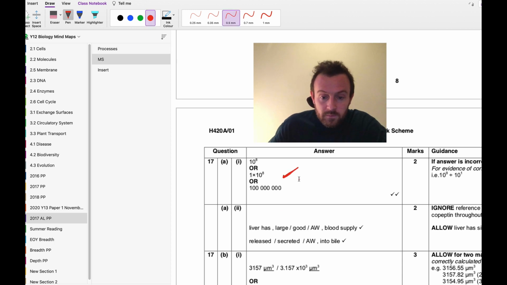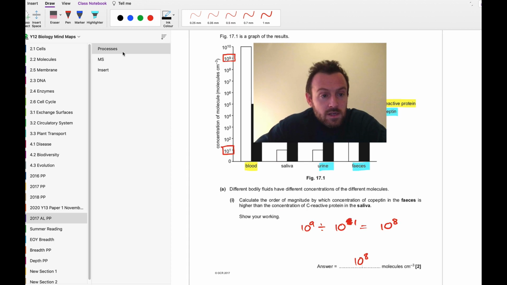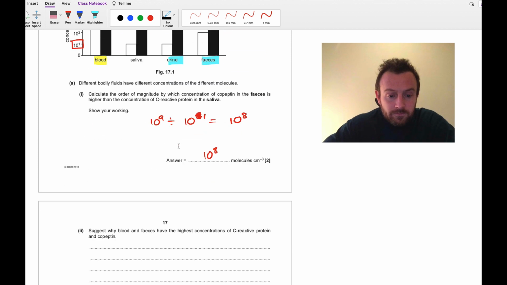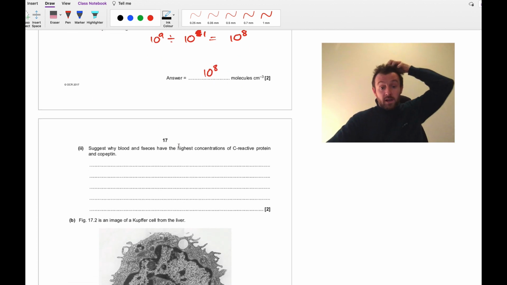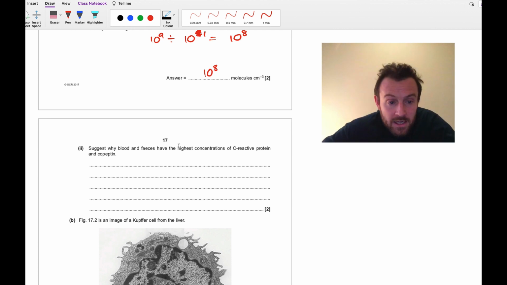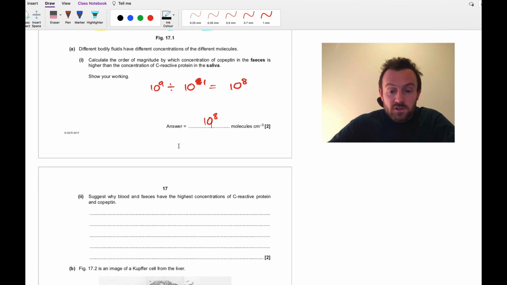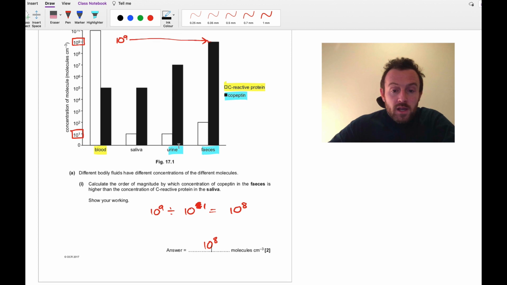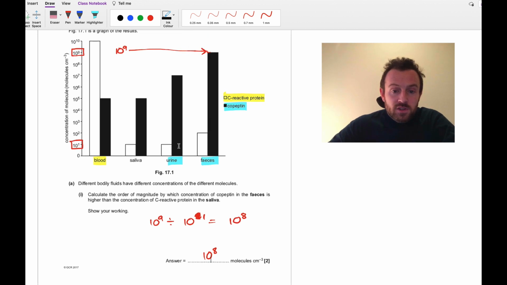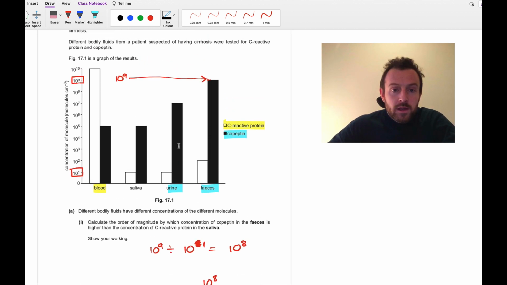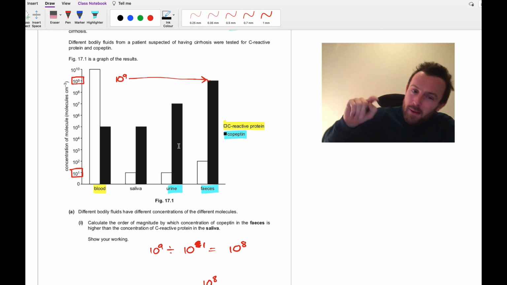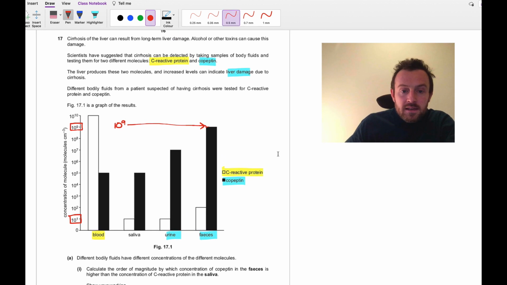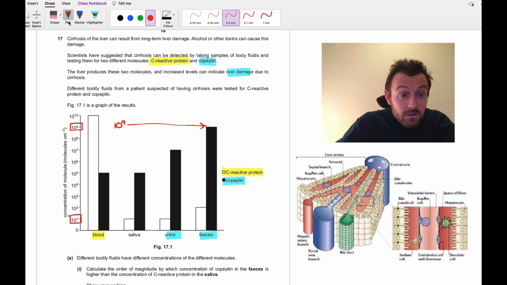Here we go. Okay, moving on to the next question. Suggest why blood and feces have the highest concentration of C-reactive protein and copeptin. So why does blood have the highest concentration of C-reactive protein, and why does feces have the highest concentration of copeptin? Okay, well, this is interesting. We have to go back and think, where are these made? They're made in the liver.